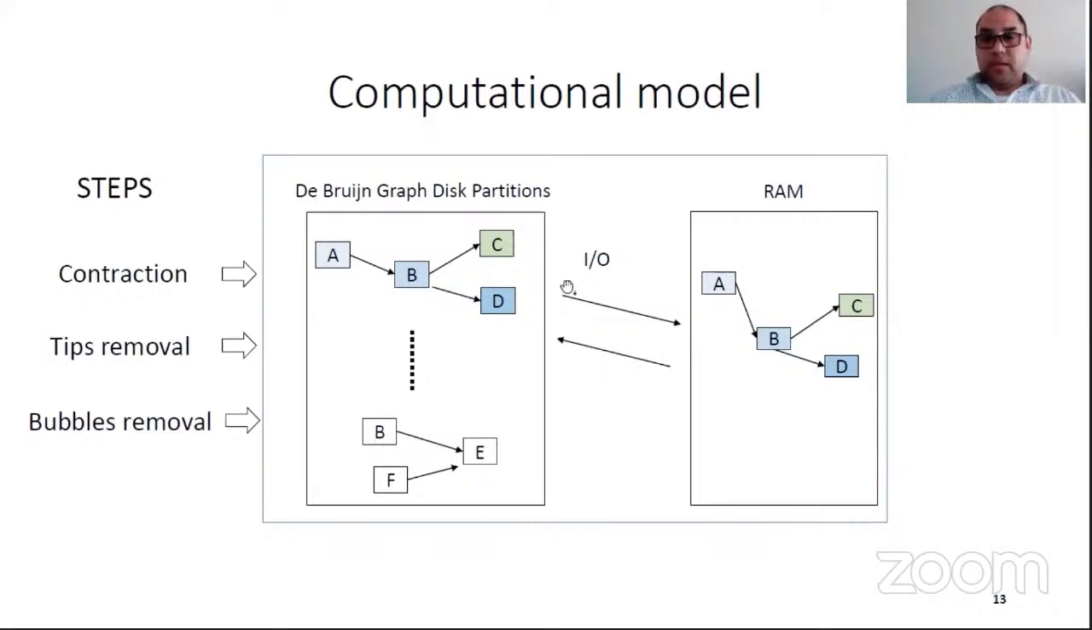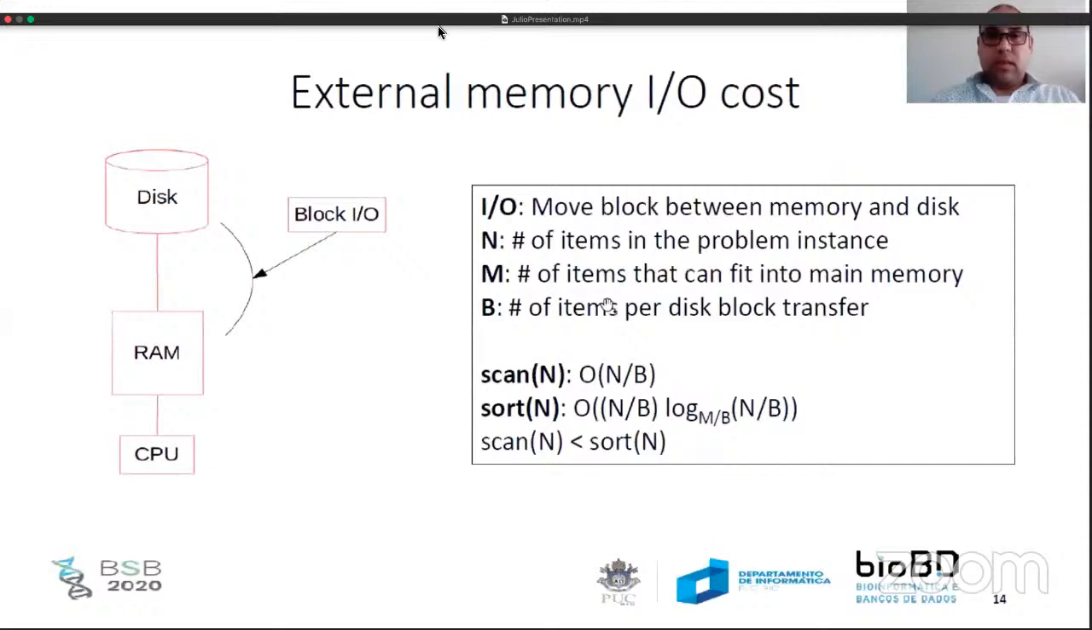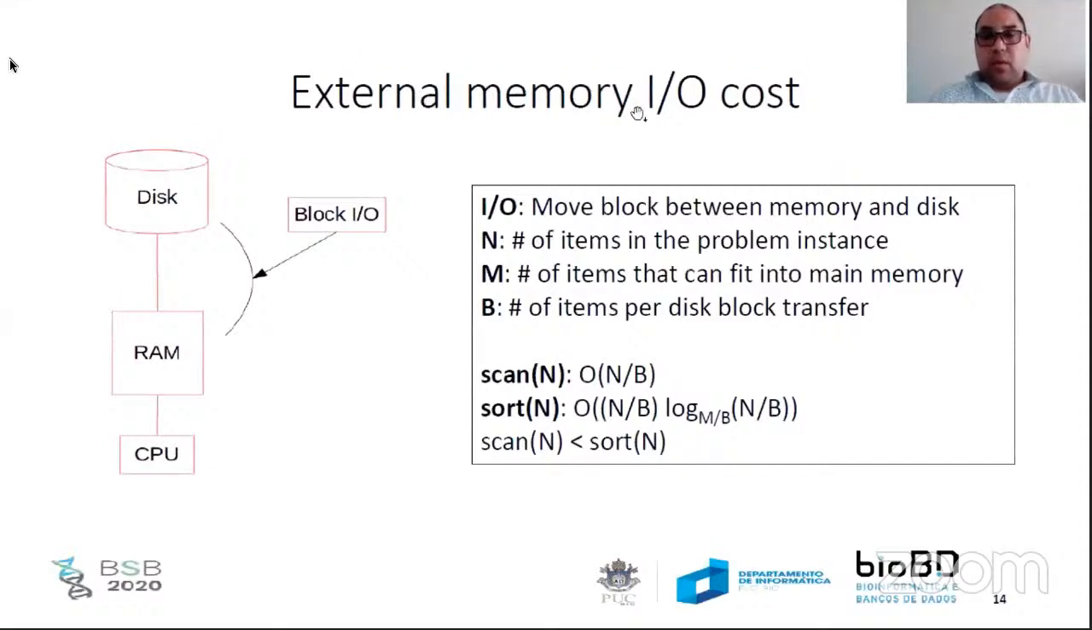Here we can see an operation is measured as transferring data between the disk and the memory. The external memory cost will be applied to measure the performance of all algorithms. Here, I/O is a move of data between the memory and the disk. N is the number of items in the problem instance, for example, the graph size. M is the number of items that can fit into main memory, for example, the size of the partition. And B is the number of items per disk block transfer. That means the number of items we can transfer between disk and RAM.